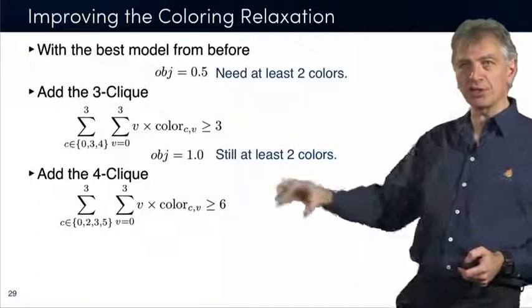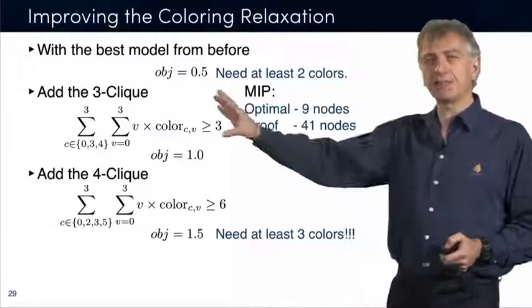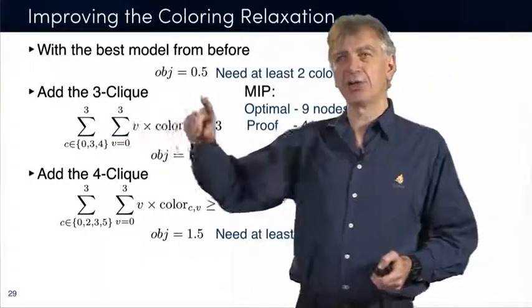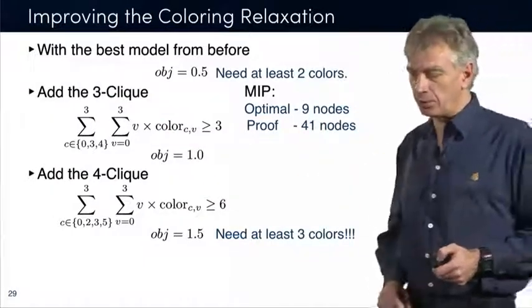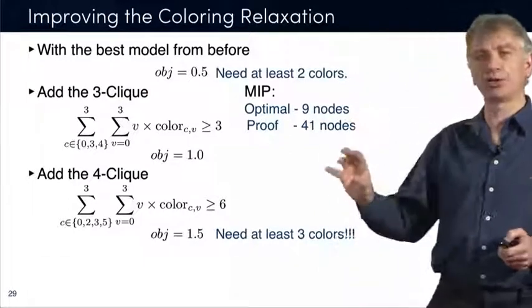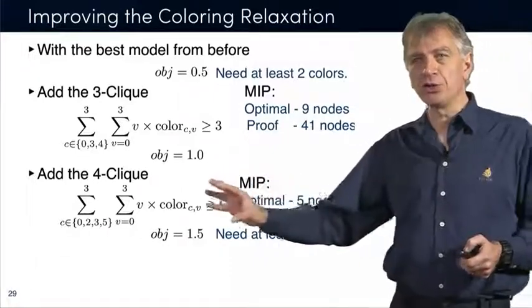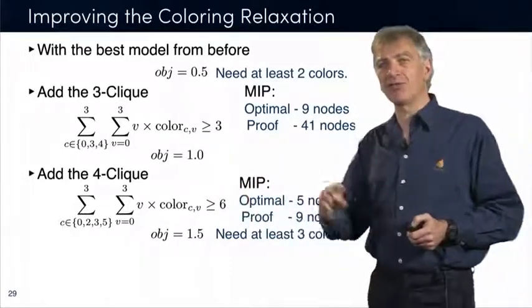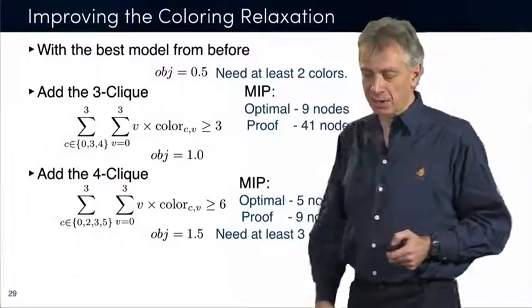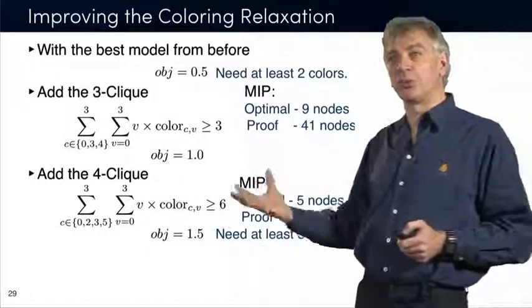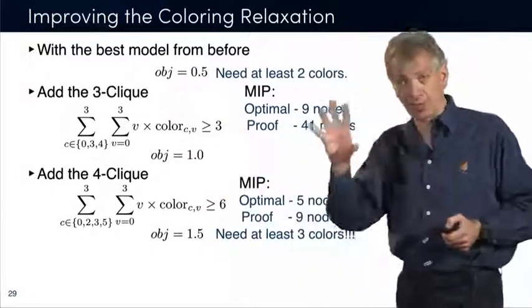We can put these clique constraints in there and see what the relaxation does. When you add these 3-clique constraints, finding the optimal solution takes 9 nodes, and the proof of optimality requires 41 nodes. When you use these 4-cliques, you get 5 nodes for finding the optimal solution and 9 nodes for proving optimality. What is nice here is that you can add these constraints, they strengthen the linear relaxation, and they shorten the proof of optimality and the search for the optimal solution.